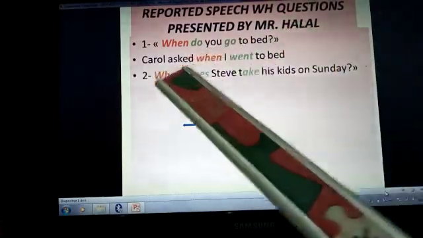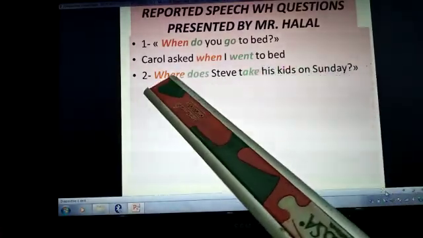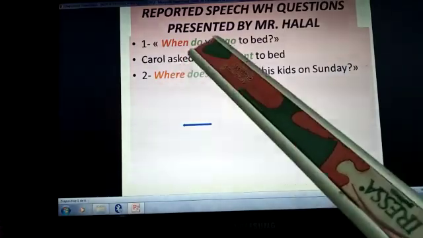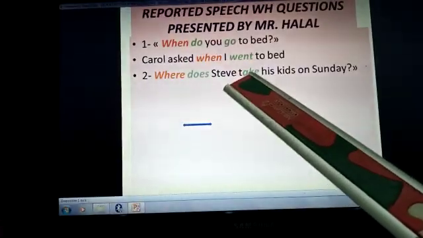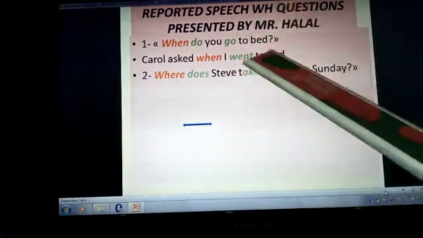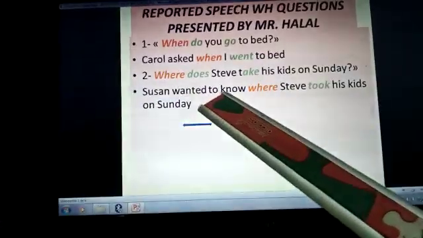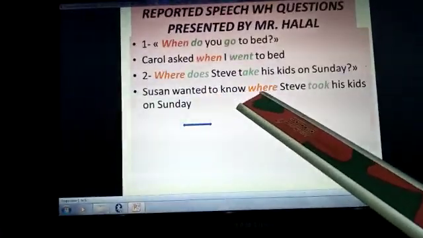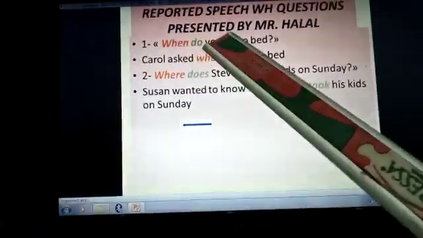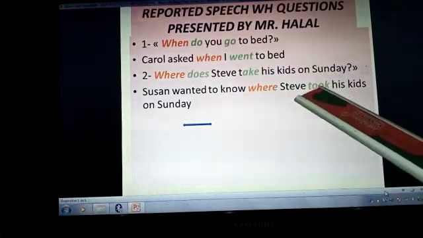Number 2, where does Steve take his kids on Sunday? WH question, where? So do and does, these are auxiliaries which show that the verbs are in the present. So we change the verbs into the past. The past of take is took. Okay, it's good. Now, when we report this sentence, we say Suzanne wanted to know or Suzanne asked, okay? We repeat the WH question where Steve, the past of take is took. Does and do show that verbs are in the present. When we report them, we change the verbs into the past.